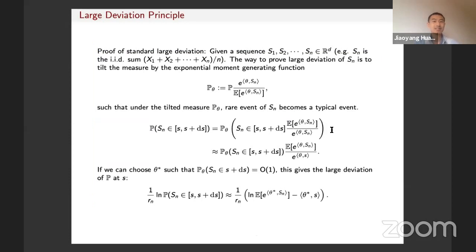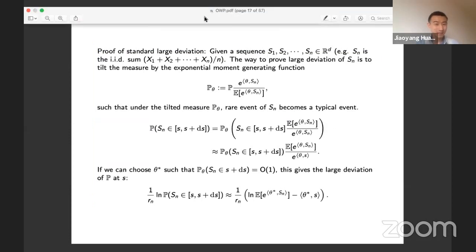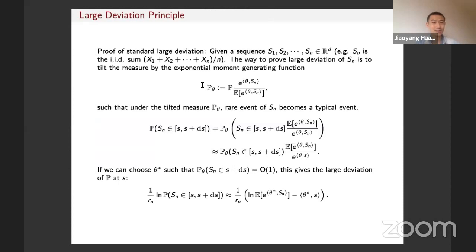So let me quickly remind you the proof for the standard large deviation principle, which is also used in Ali's talk. If we are given a sequence of random variables S1, S2 until Sn, for example, in R^d. For example, Sn is just the IID sum of X1, X2 until Xn divided by n.